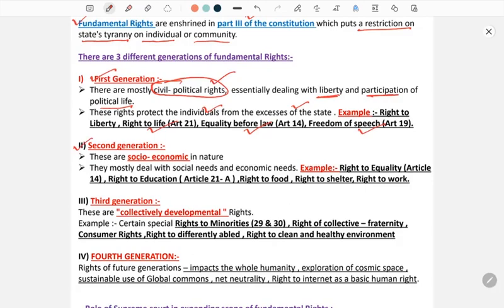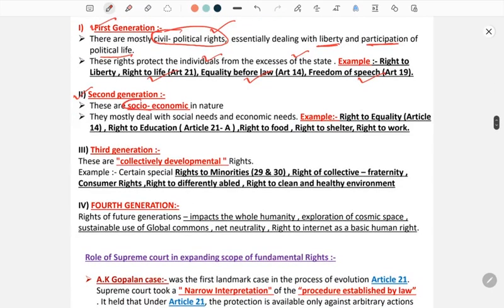Coming to the second generation, these are socio-economic in nature. They mostly deal with social needs and economic needs. So here we need to give some examples which deal with socio-economic rights. Right to equality, Article 14. You can also mention equal opportunities in DPSP because it also deals with economy. So you can also write DPSP, that is equal pay for equal work. Right to education, it is also a social thing, 21A, right to food, right to shelter, right to work, etc.